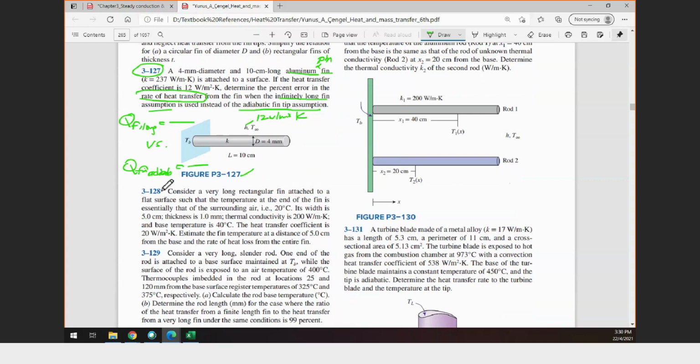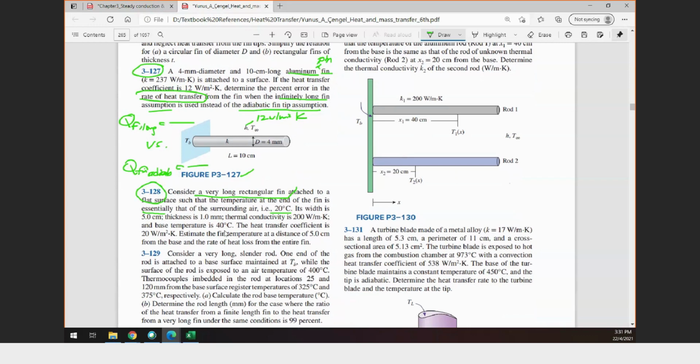Okay, let's say you want to do this example, 3-18. Consider a very long rectangular fin attached to a flat surface. They give you all the information, so what assumption or what case do you want to use for this? Such that the temperature at the end of the fin is essentially that of the surrounding air, 20 degrees Celsius. So this means the end of the fin is essentially or close to 20 degrees Celsius.